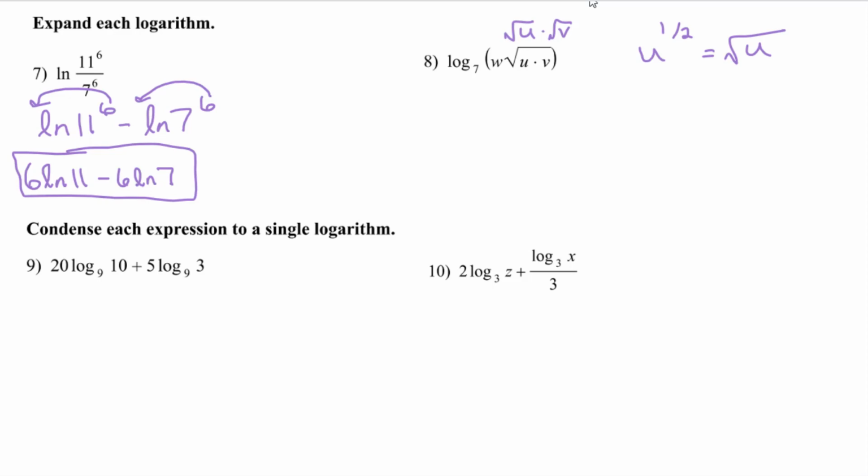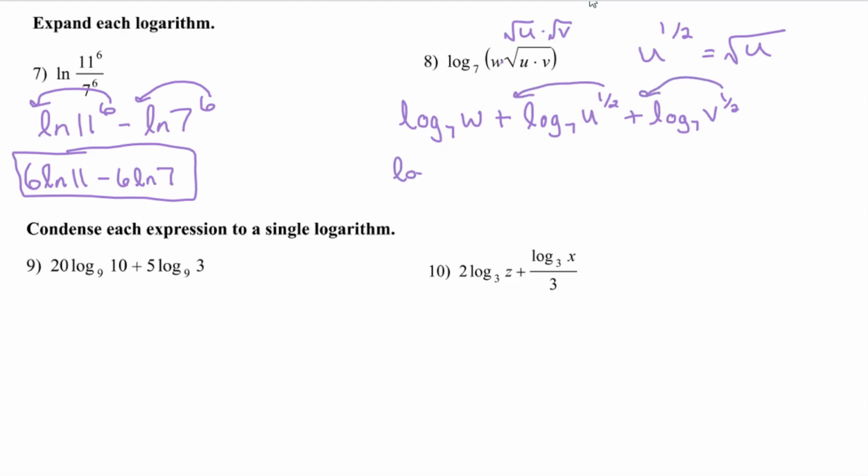Yes, it is. So what that means is we are going to be able to expand this by saying, okay, we've got W. We're going to put plus in between because W, square root of U, and square root of V are being multiplied together, not divided. So this is going to be log base 7 of square root of U, or if we would prefer to think of it that way, U to the 1/2. And then the same thing can be done with V, that it's log base 7 of V to the 1/2. But it switched from multiplication to addition when we separated them into different logarithms. Now I'm going to take these 1/2s and move them in front.